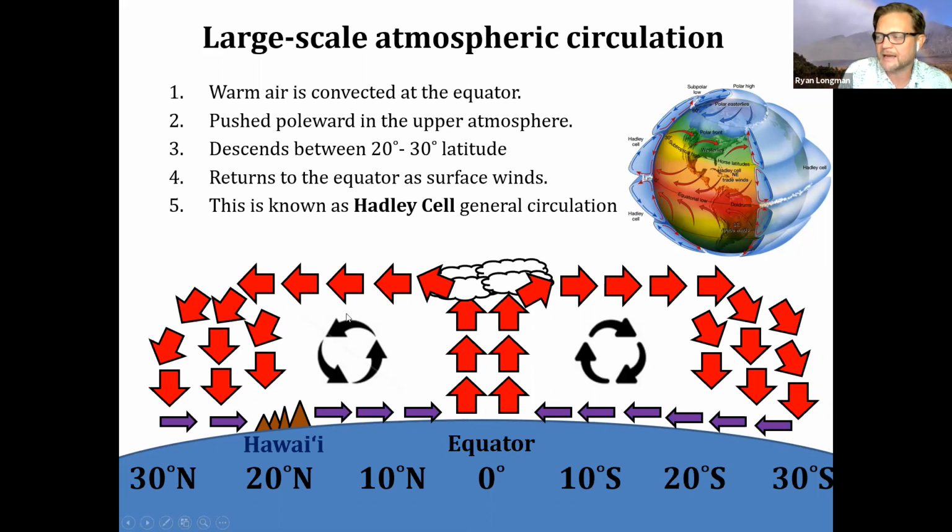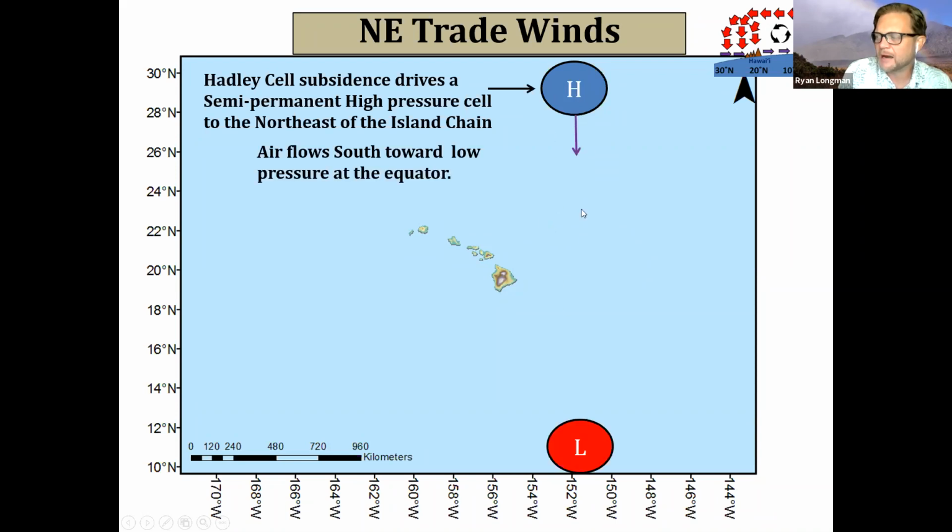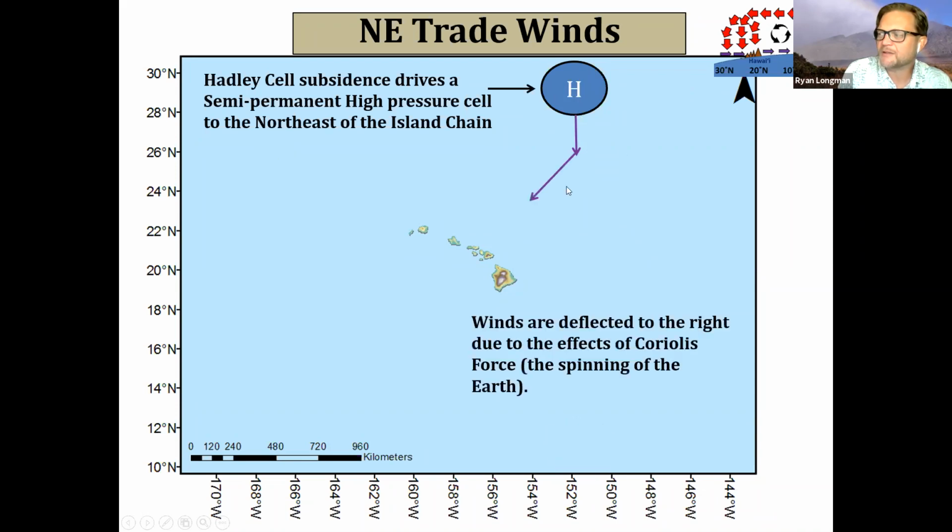This is really important to understand when we're looking at things like winds and the trade wind inversion here in Hawaii. The thing you have to remember is low pressure is where air is rising, and high pressure is where air is descending. In our little schematic here, we have this semi-permanent high pressure cell that sits to the northeast of the Hawaiian Islands, and it drives surface winds from high pressure to low pressure, the winds that I showed you up here, and they're deflected to the right in the northern hemisphere.